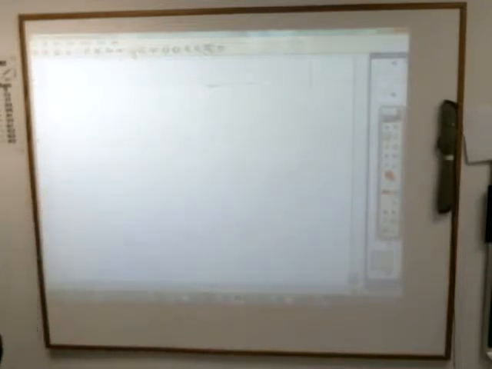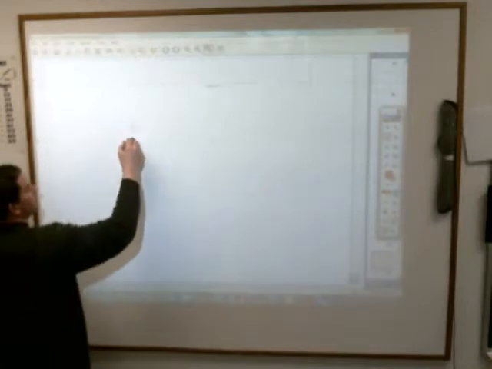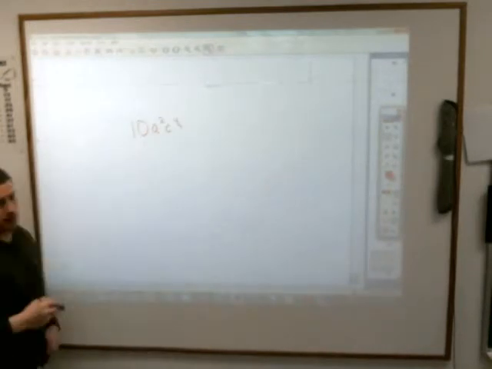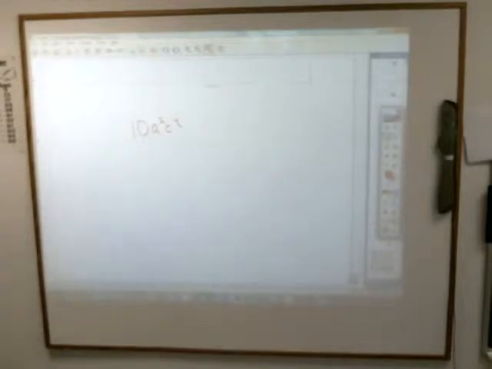Now with letters and numbers, this is what it would look like. 10a squared c to the 4th, and 15a cubed c cubed.